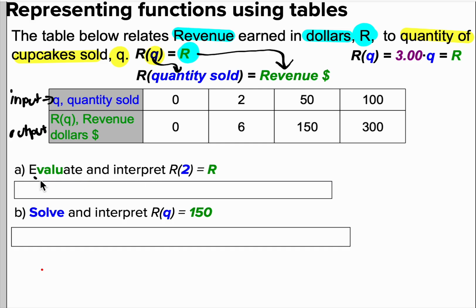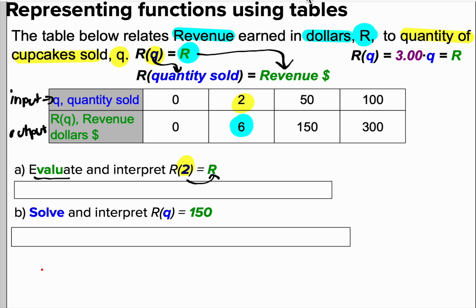And so evaluate, remember, the definition of evaluate means I'm given an input, I want to find the value of the output. So this is telling me that I have 2 as my input, or my quantity of 2, right? And so I come in my quantity row, or my input row, and I find 2, and I want to find what the revenue is that goes with it.